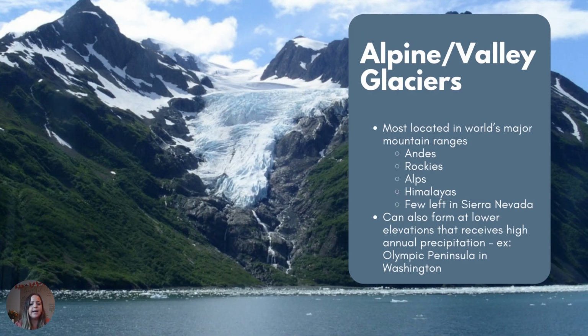First one here is alpine valley glaciers. These are going to be located in most mountain ranges, our really, really high elevation mountain ranges like the Andes, the Rockies, the Alps, the Himalayas. There's a few in the Sierra Nevada that we will talk about in a little bit. But this is where we're going to see these types of glaciers.